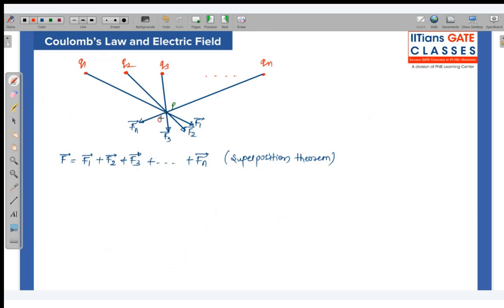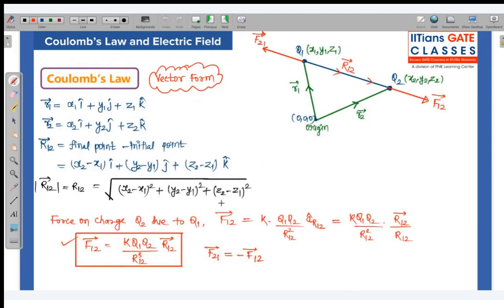This is another charge, let us say capital Q, and on this charge capital Q we want to calculate the force. Because if you want to apply Coulomb's law, there must be two charges. So Q1 and Q, there are two charges, and you can have the force between them. This is the distance R1, this is R2, and this is R3. So we can write these force values based on the expressions that we have written here.